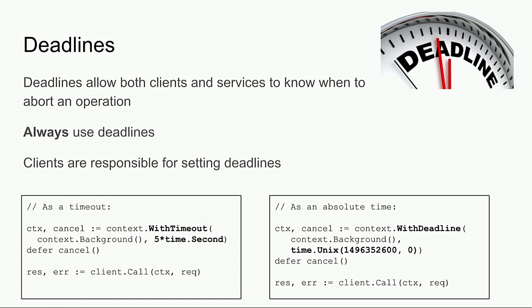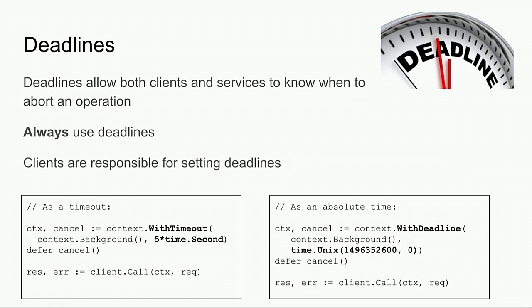Okay, switching gears a little bit: deadlines. Deadlines are really important, and they're how a client communicates to a service when it needs an answer by. Assuming your context is forwarding this deadline correctly, it allows the client, the service, and all of the other services down the chain to stop at the same time if they can't meet that deadline. There are a couple of ways that you can set a timeout. You can either set it as a duration in the future, the example on the left, or you can set an absolute time, as in the example on the right.